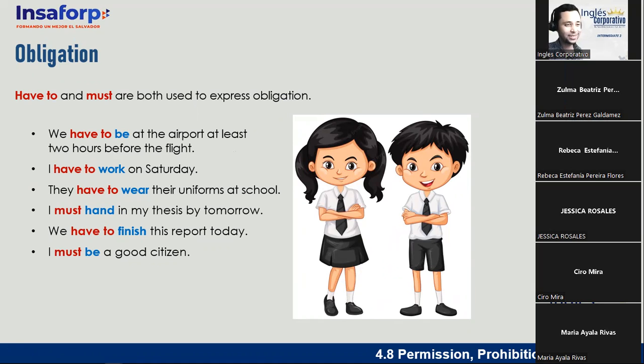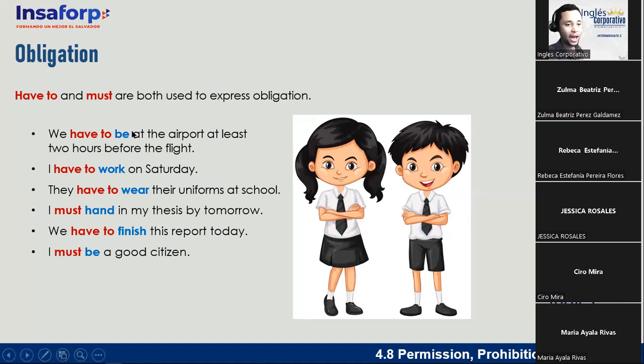And what is the meaning of at least? Ahí sí creo que Ciro va a tener la respuesta correcta. What is the meaning of at least? Does anybody know? What is the meaning of at least? 2 hours. Ajá, pero ¿qué significa at least? Al menos. Al menos, así es. Antes, correcto. Ahí sí, eso significa al menos. Le pegó antes de tiempo, digamos. So, we have to be at the airport at least 2 hours before the flight. Tenemos que estar en el aeropuerto al menos 2 horas antes del vuelo.